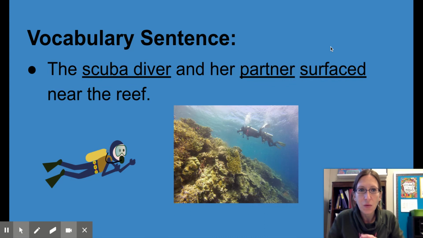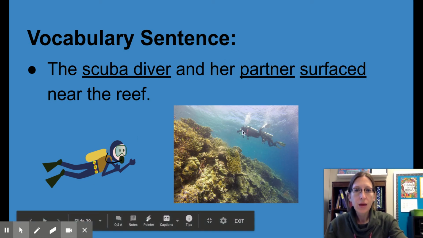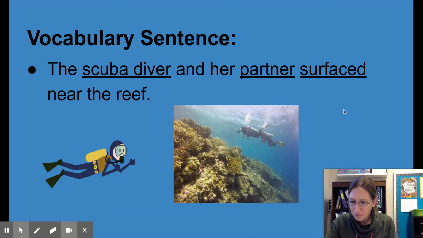All right, we have a vocabulary sentence that we're going to review for today. It says, the scuba diver and her partner surfaced near the reef. And here in our picture, we have a little scuba diver, and there is a picture of a scuba diver in water, and there is a reef, kind of this underwater ridge. All right. So the scuba diver and her partner surfaced near the reef. Oh, and it looks like Miss Taylor forgot to underline reef again. I think I did that last time.